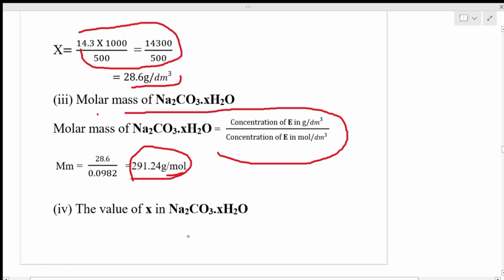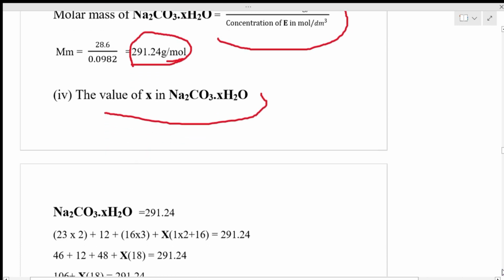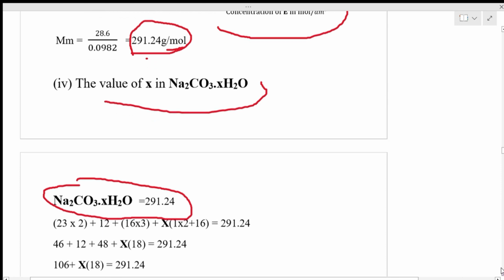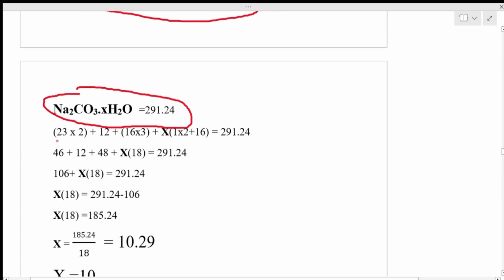So now I need to calculate the value of X. All right, this molar mass, I'm going to equate all this to my molar mass. Then I substitute respectively the value of each element in that particular hydrated compound. Now, for sodium it is 23 times 2, giving us 46, while 1 carbon is 12, and 3 oxygen is 16 times 3, 48.